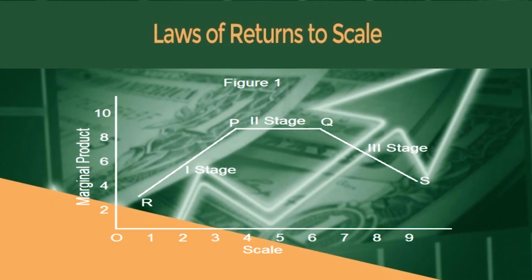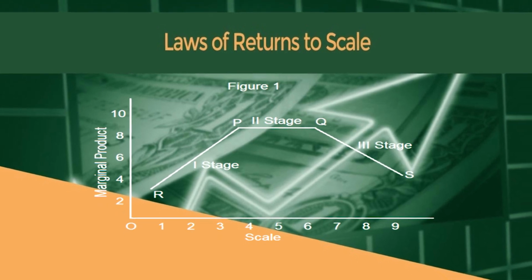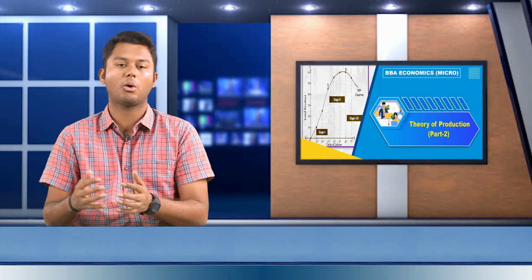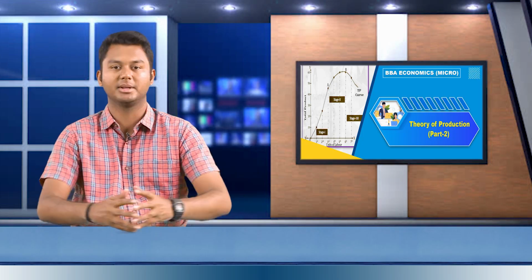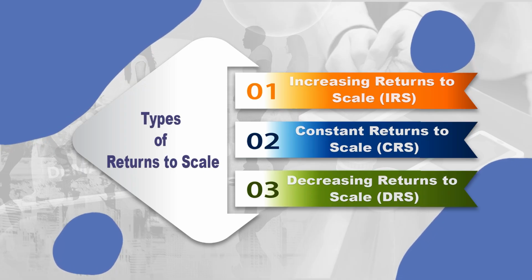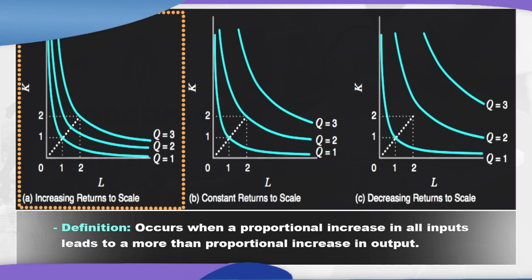Returns to scale describe the relationship between proportional changes in all inputs and the resulting proportional change in output in the long run, where, as we saw, all factors of production are variable. Let us move on to understand the types of returns to scale. First, we have increasing returns to scale. This occurs when a proportional increase in all inputs leads to more than proportional increase in the output.